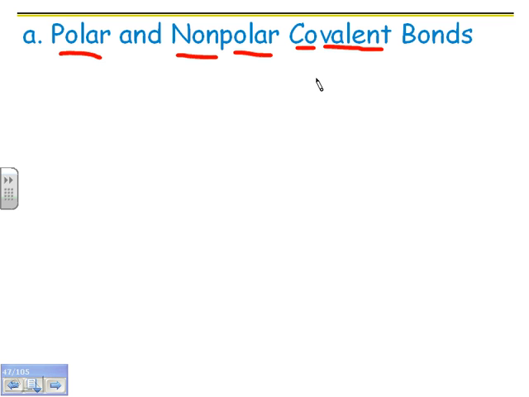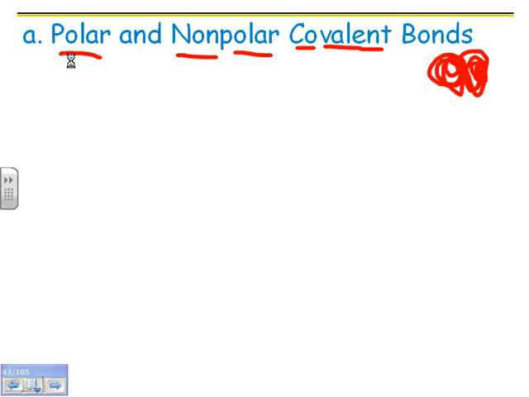So, for example, if you have oxygen and oxygen, there are actually two pairs of electrons that are going to be shared, and they're going to go around both atoms. So now what we want to look at are types of covalent bonds.